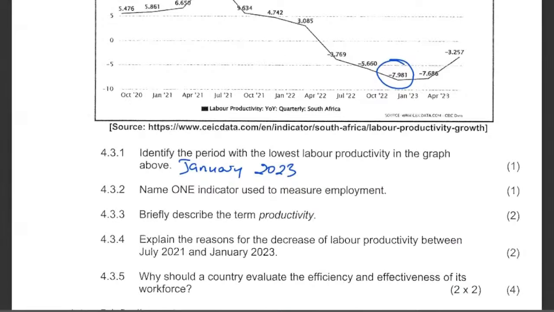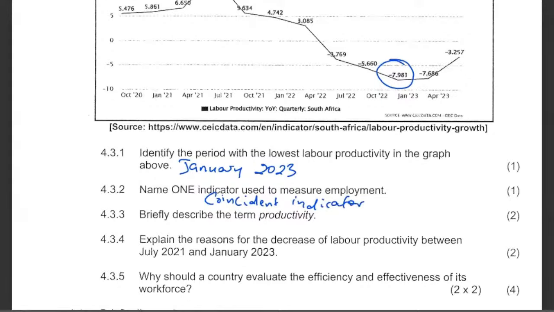What one indicator is used to measure employment? So now the indicator that is normally used to measure employment is the coincident indicator.